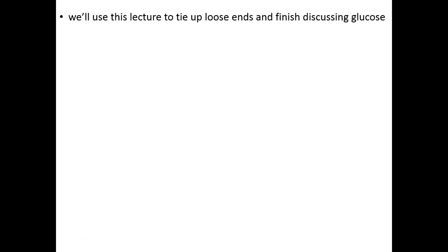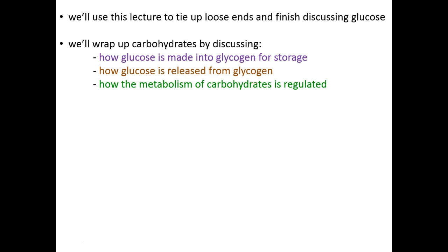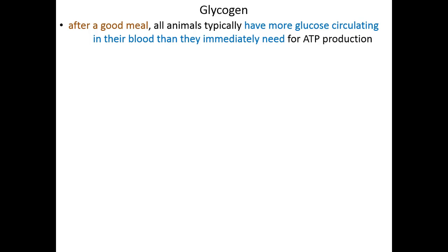So essentially what we're doing here is we're using this lecture to tie up the glucose story completely. We're going to wrap up talking about sugars by discussing how glucose is made into glycogen for short-term storage, how glucose is released from that short-term storage form, how it's released from glycogen, and how the metabolism of carbohydrates is regulated in general, not just cellularly, but from the whole organism perspective. So let's start off then talking about this molecule, glycogen.